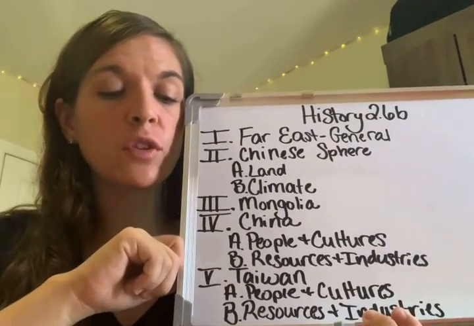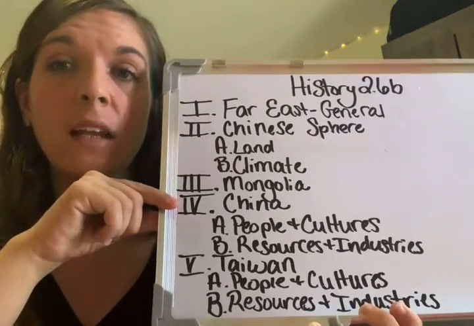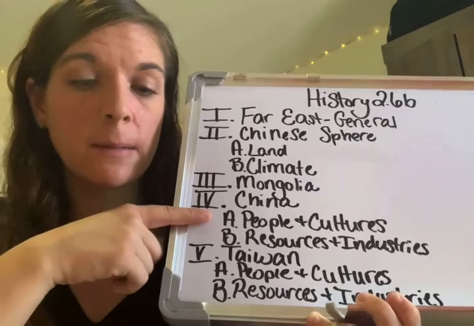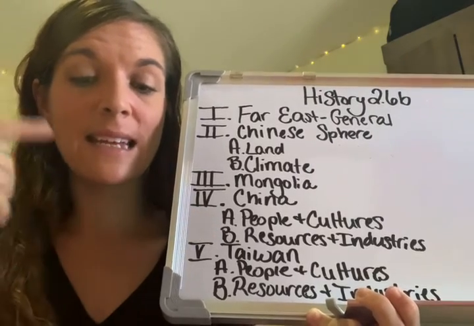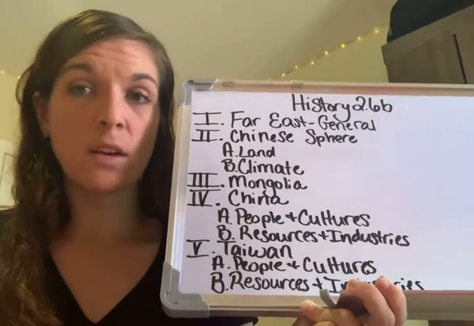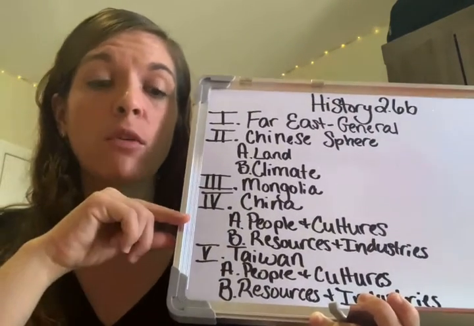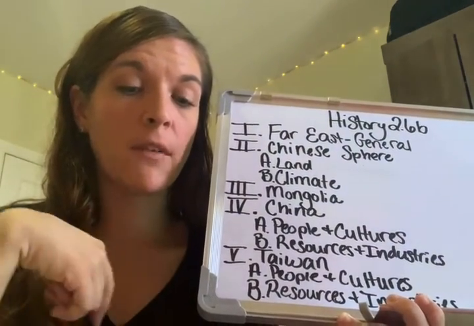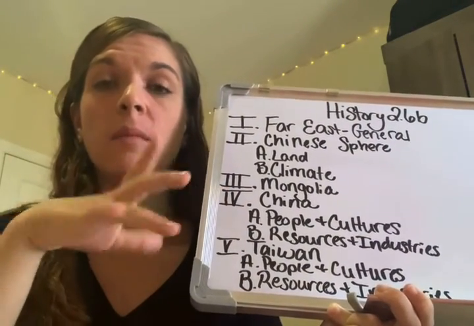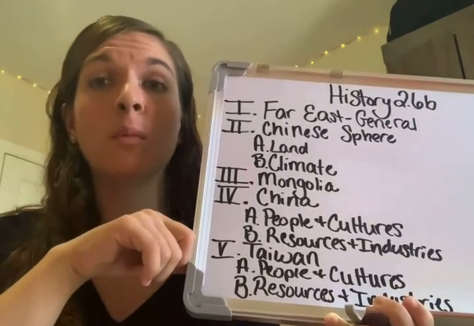Okay, then you go to page 72. You're going to be in China, which is Roman numeral number 4. Letter A is people and cultures. Letter B is resources and industries. All your information should come under those 2 things. But you can also have general information as well, since you have a paragraph of the unique topography and everything like that. So if you want to include letter A as general and then move those down, you're more than welcome to do that.